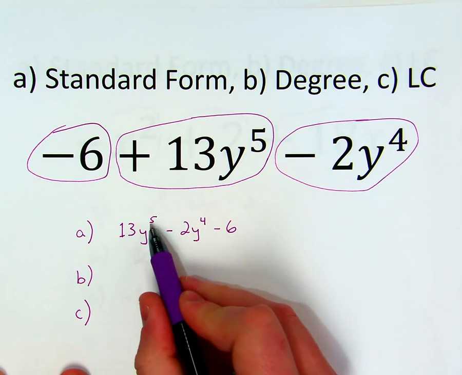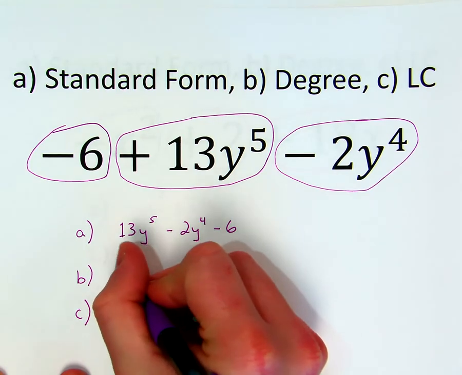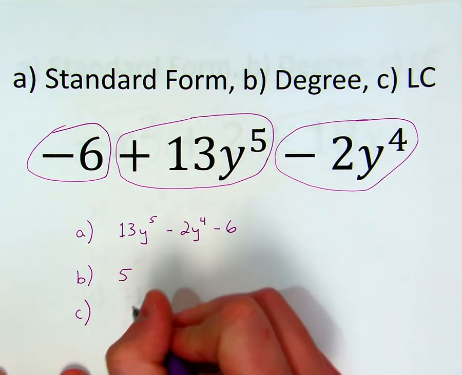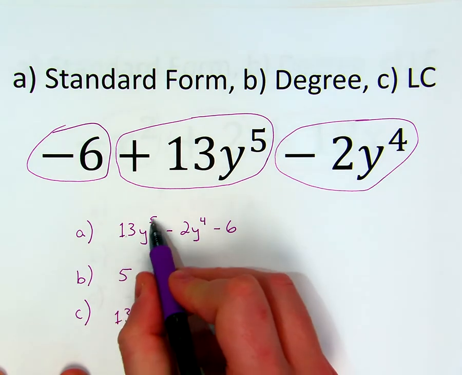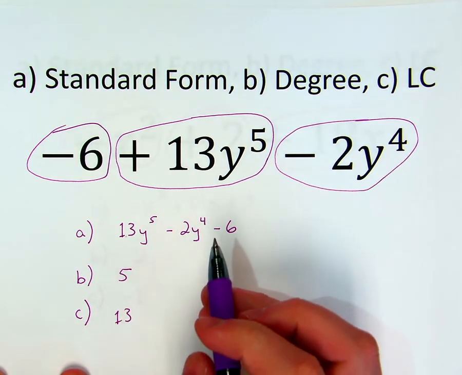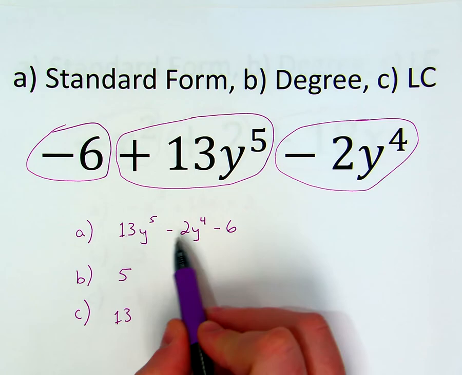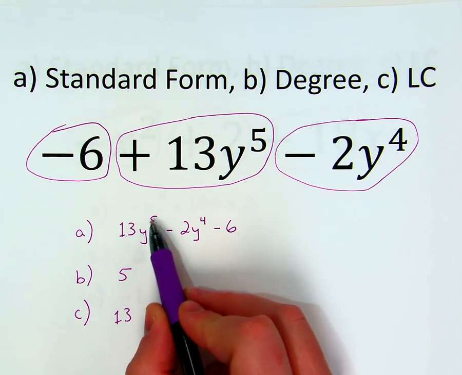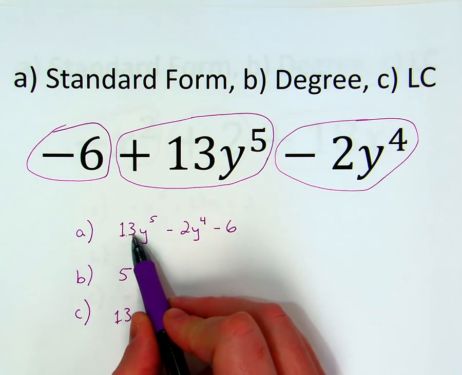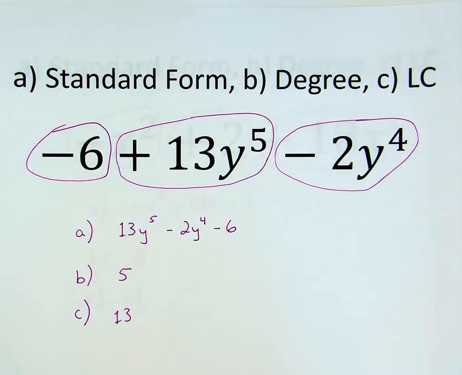The degree of this polynomial is 5 because that is the largest exponent, and the leading coefficient is 13, the coefficient of the variable with the highest degree. Once you put these in order so that the biggest exponent comes first, the degree and the leading coefficient will always be pulled from that first term that you see.